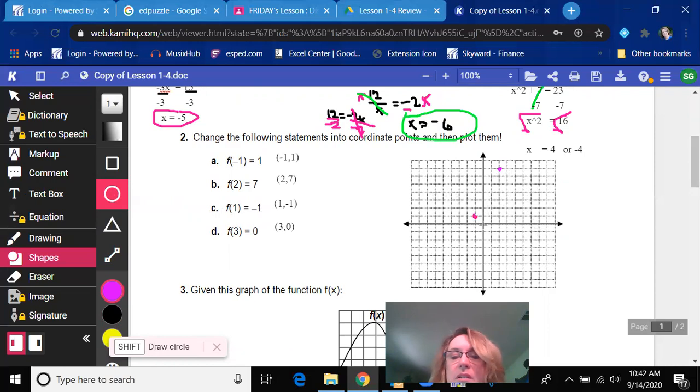I'm going to do C. How do I get to C? To C, 1 to the right and then down 1. Yeah. And how do I get to the D? 3 to the right. Yep. Okay. Those made little circles, but that's okay.